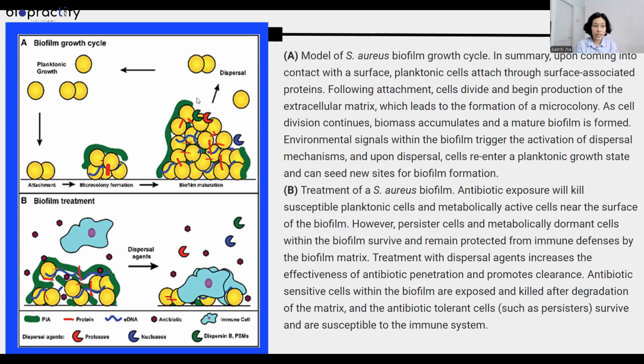Then second is biofilm treatment. So, treatment of Staphylococcus aureus biofilm. Antibiotic exposure will kill susceptible planktonic cells and metabolically active cells near the surface of the biofilm. However, persister cells and metabolically dormant cells within the biofilm survive and remain protected from immune defenses by the biofilm matrix. Treatment with a dispersal agent increases the effectiveness of antibiotic penetration and promotes clearance.